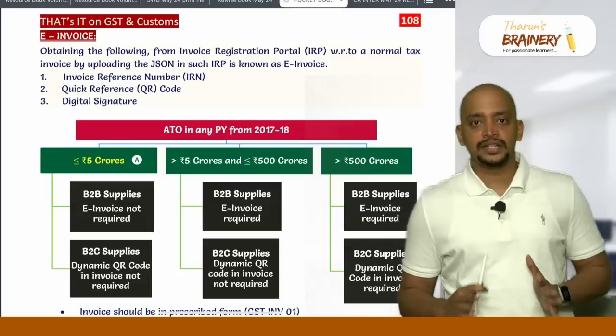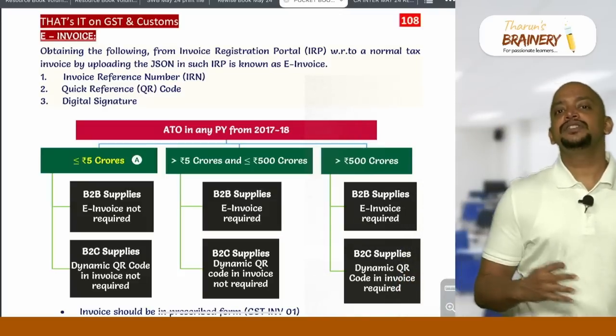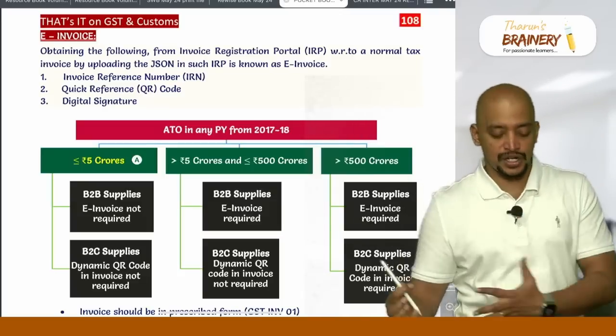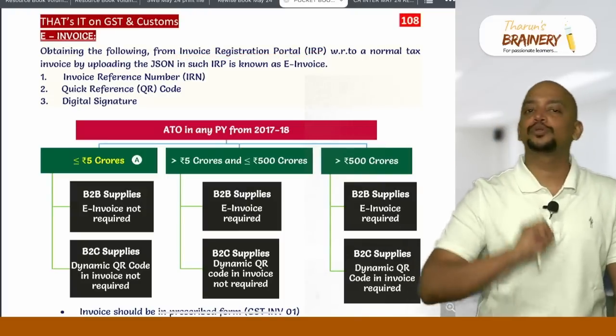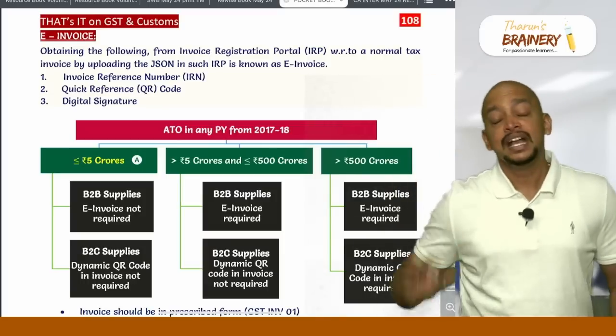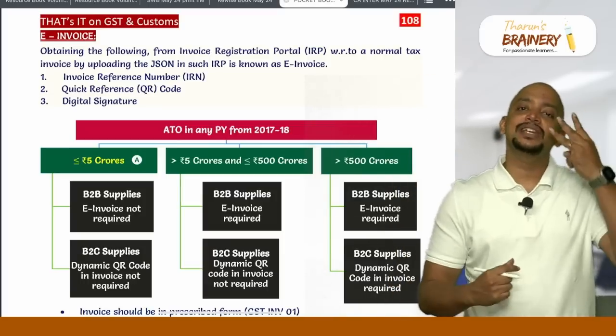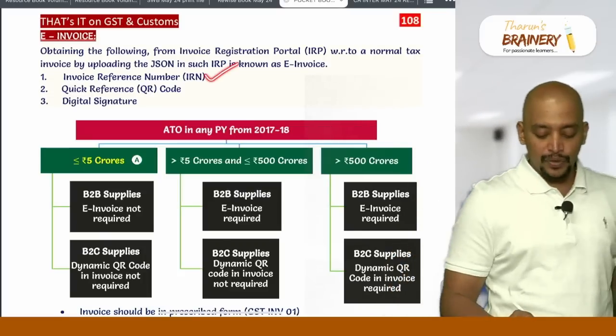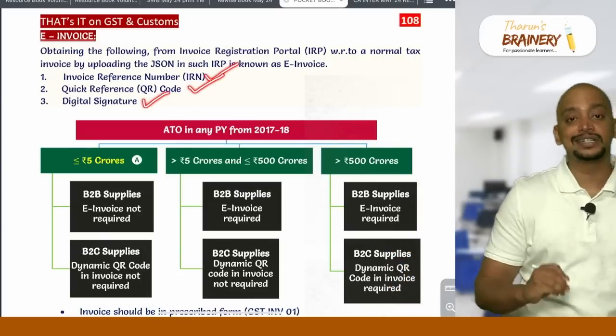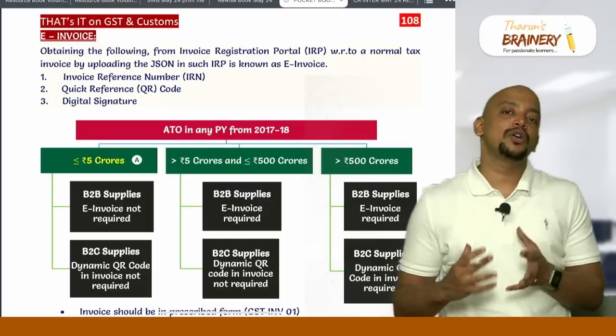First, what is an E-Invoice? It is a normal invoice which is uploaded in the invoice registration portal. There is a portal called the invoice registration portal, and in that portal I will be uploading a normal invoice. With respect to that normal invoice, if 3 things are obtained from the invoice registration portal, that is invoice reference number, quick response code, and digital signature, then that document will be called an E-Invoice.